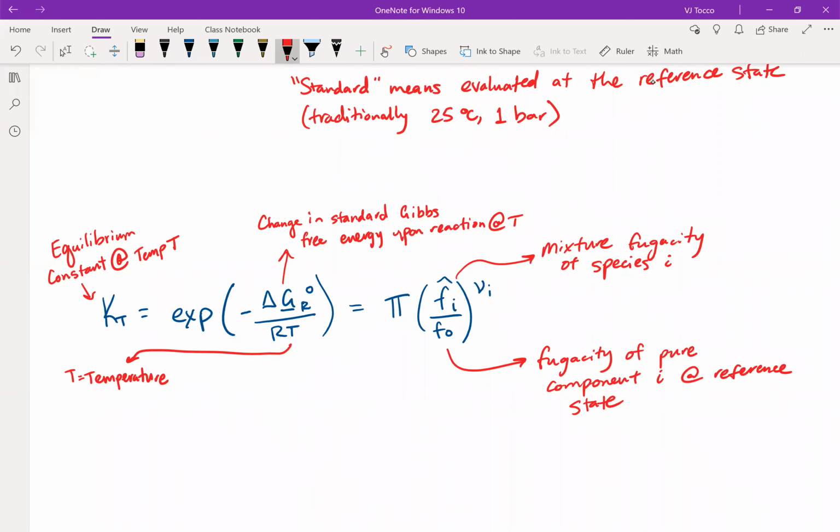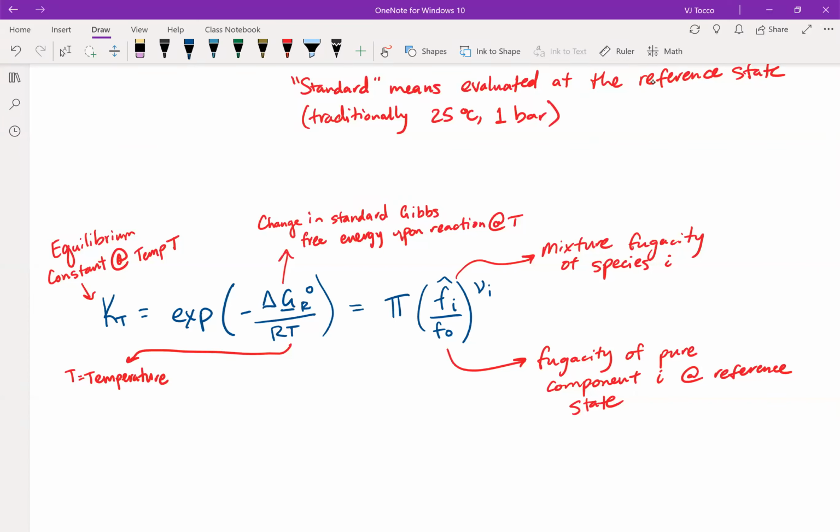So just to review, K of T is the equilibrium constant at temperature T, at which the reaction is occurring. T is obviously the temperature. Delta G under bar of reaction standard is the change in standard Gibbs free energy upon reaction at temperature T. F hat of species I is the mixture fugacity of species I, and F naught is the fugacity of pure component I at the reference state. So that at the reference state is important.